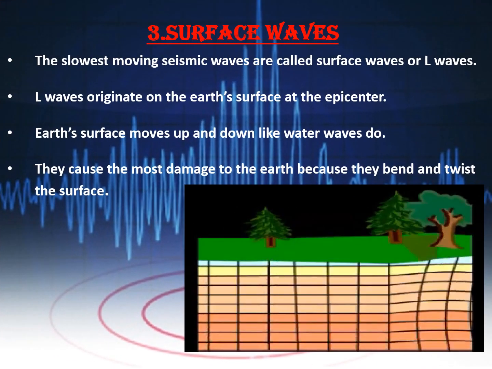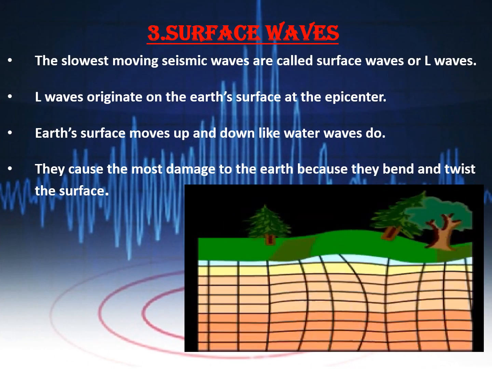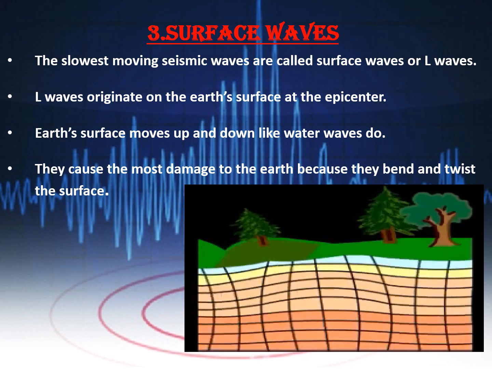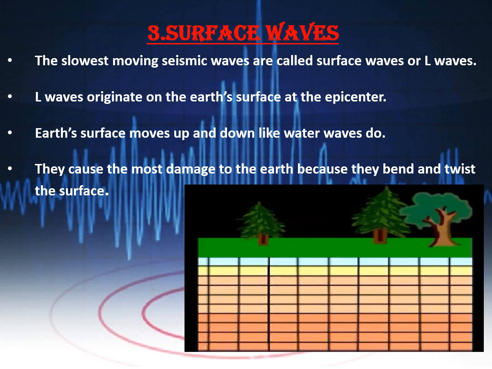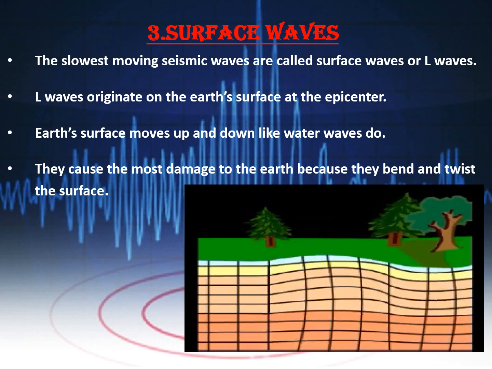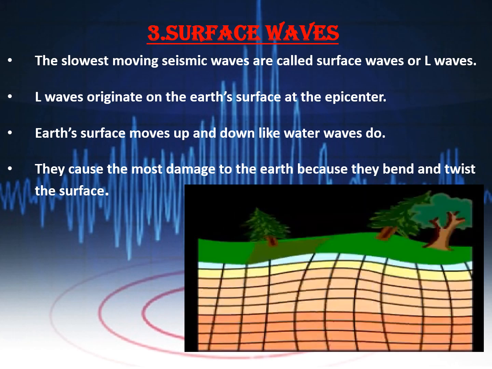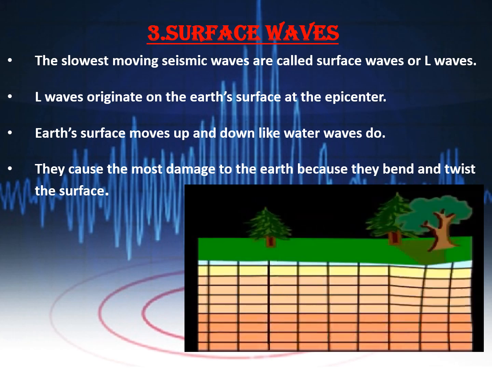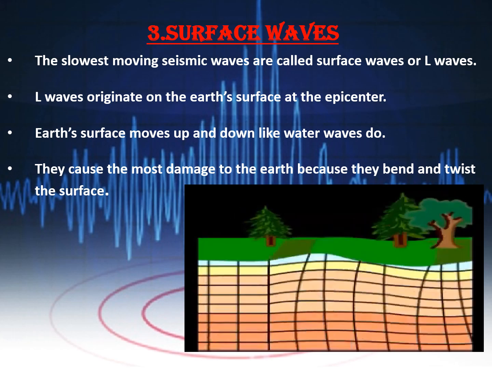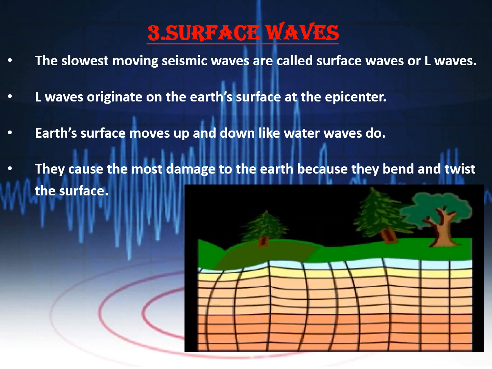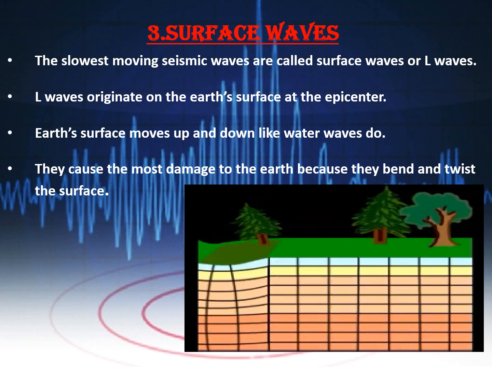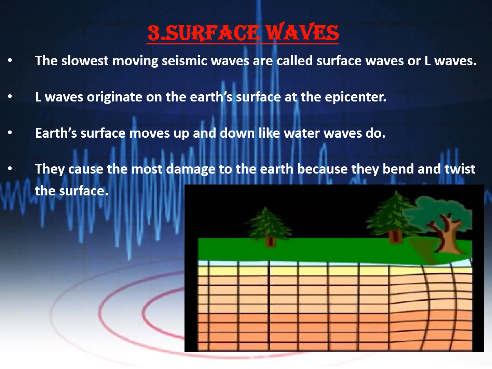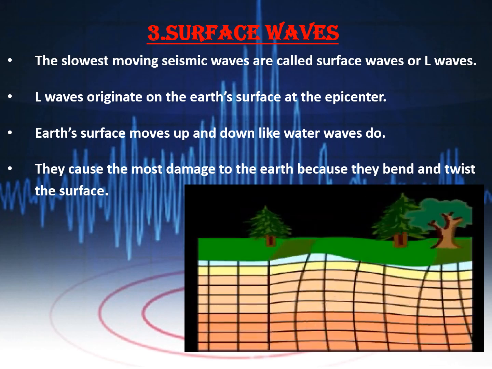Surface waves or L waves. These waves are generated after the main primary and secondary waves reach the epicenter. Surface waves are slower than primary and secondary waves, traveling at about 2 to 3 kilometers per second. They travel in the direction of the circumference of the earth along the crust. Students, you can see this in the video.